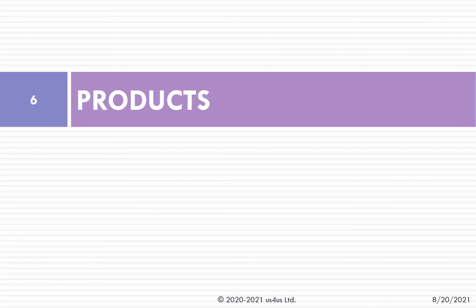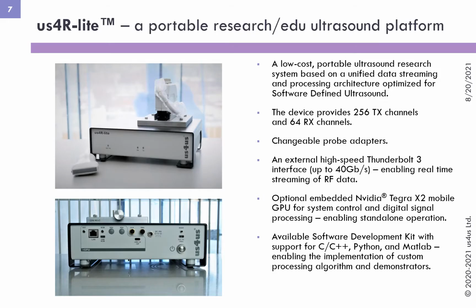And now about our products. I would like to start with our portable ultrasound research platform, us4us Lite. It is the smallest device on the market featuring software-defined ultrasound and ultrafast plane wave acquisition and supporting probes up to 256 elements. It is thanks to 256 transmit channels and 64 receive channels.